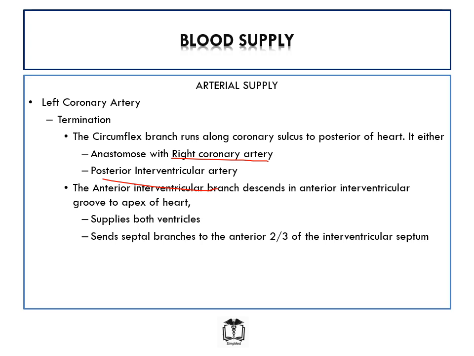And remember that I said the posterior interventricular artery gives branches that supply a large chunk of the ventricles alongside the posterior one third of the interventricular septum. Aside from the circumflex branch of the left coronary artery, the second branch is the anterior interventricular branch. The anterior interventricular branch descends down the anterior interventricular groove towards the apex of the heart. Remember that groove separates the right ventricle from the left ventricle anteriorly.